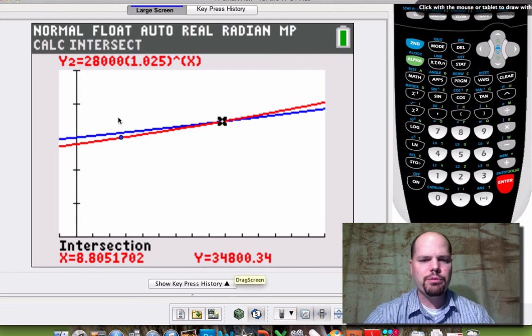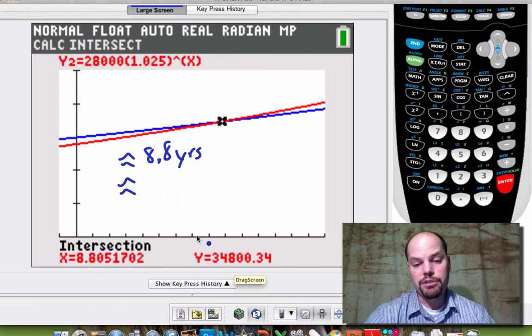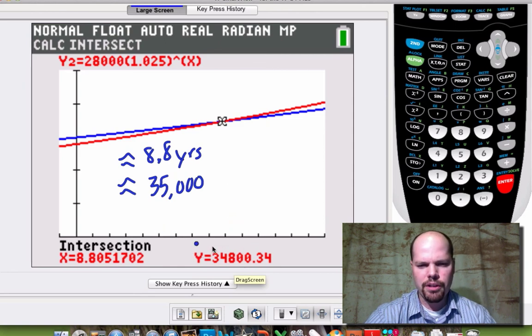So my answer would be about, maybe you'd even say 9 years, but about 8.8 years. And the population is, well, nearest 1,000 would be about 35,000. If we go nearest 100, about 34,800 people.